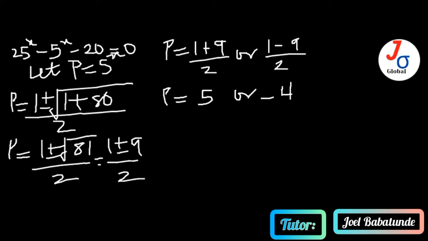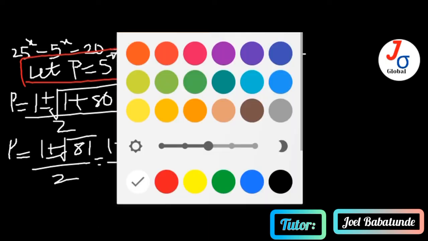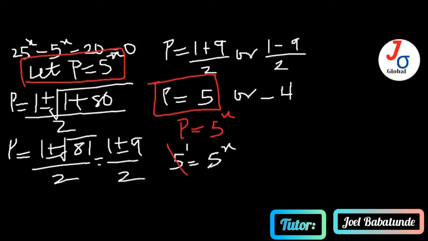So let's recall from here that we said let p equal 5 raised to the power of x. So now let's use this when p equals 5. So when p is equal to 5, you have 5 equals 5 to the power of x. And 5 raised to the power 1 is 5, so I can basically just write this as 1. To get the value of x, I could cancel out 5. So here, x equals 1.